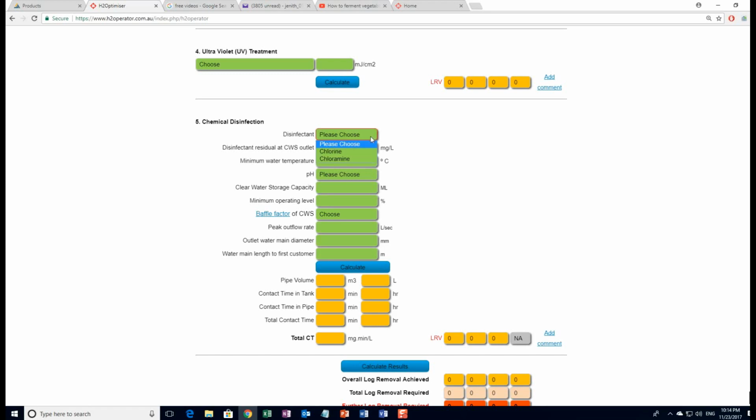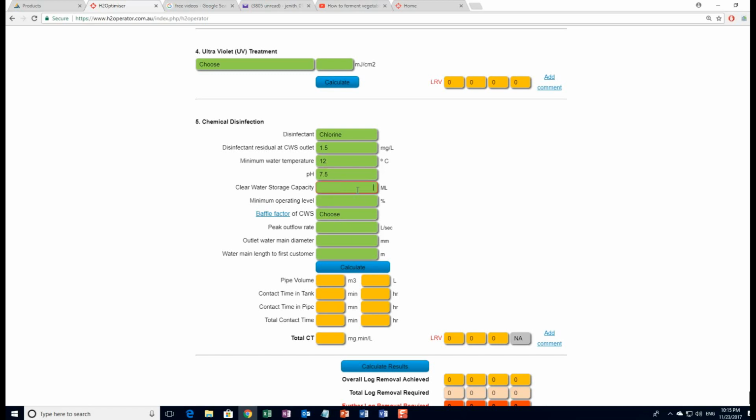So let's choose chlorine for this exercise. You can also choose chloramine. Disinfectant residual at the clear water storage outlet. So I'm running at about, say, 1.5 milligrams a liter coming out of my clear water storage. Minimum water temperature. So in winter, it can get down to, say, 12 degrees. My pH is very close to neutral, so I'm going to say 7.5.